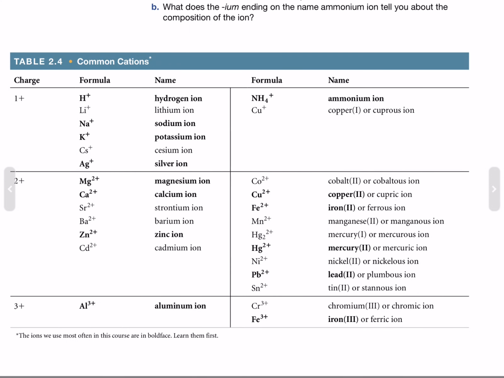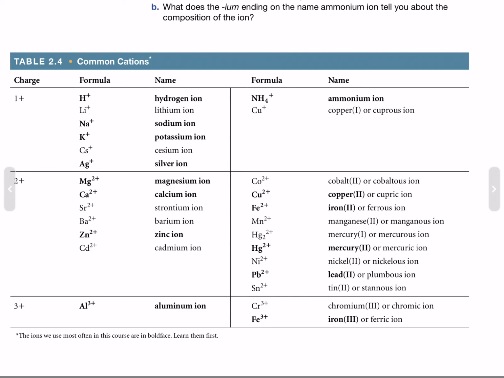Table 2.4, common cations. Positive 1 charge: hydrogen ion, lithium ion, sodium ion, potassium ion, cesium ion, silver ion. Positive 1 polyatomic ions: copper 1 or cuprous ion, ammonium ion. Positive 2 ions: magnesium ion, calcium ion, strontium ion, barium ion, zinc ion, cadmium ion.